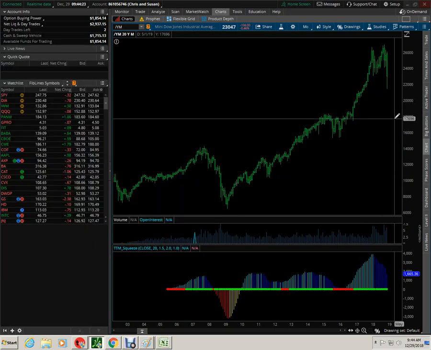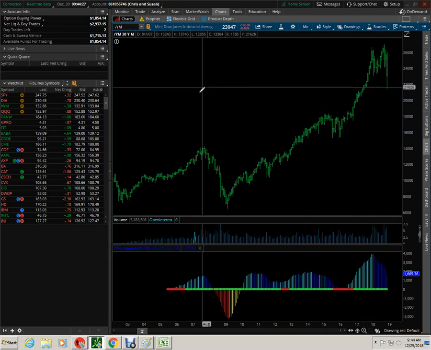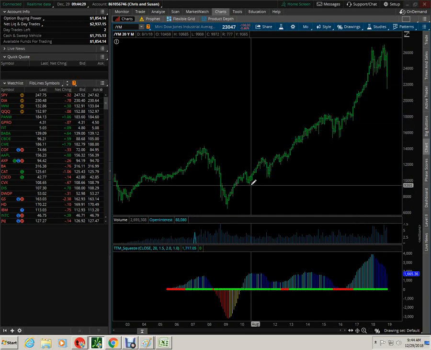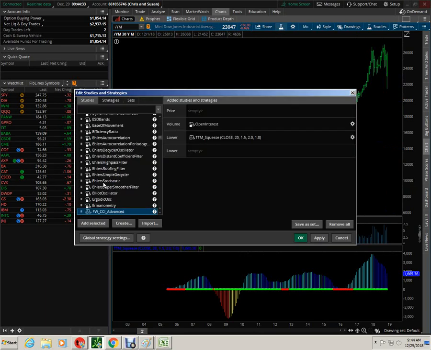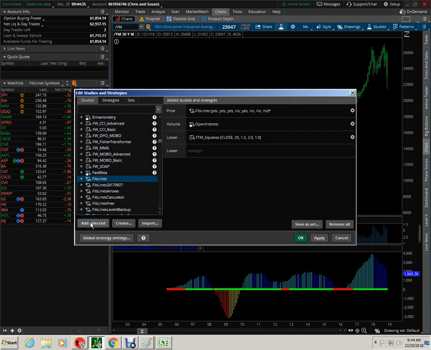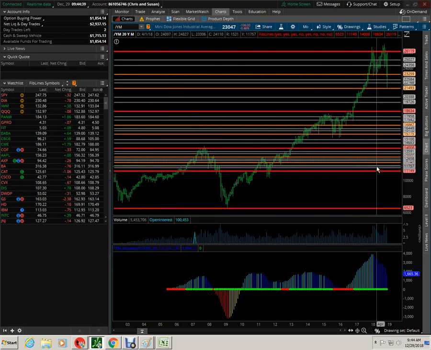So first, in terms of a brief introduction to FibLines, here's a long-term chart, a monthly chart of the Dow mini futures, the YM. I'm going to go ahead and add the FibLines indicator. And you can see that once we do that, now all of a sudden the chart looks different. You can see price action in a different light. And basically I have a series of lines here.